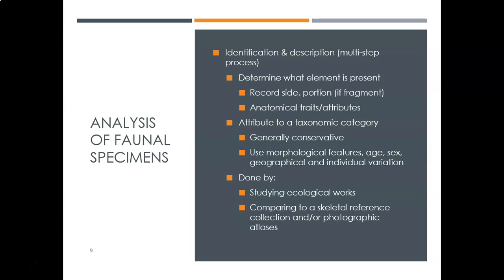So how do we go about analyzing faunal specimens, which is what I want to focus on? Well, it's a multi-step process, right? We begin with what element is present. We talk about, is it complete or is it incomplete? If it's a fragment, we talk about the proportion, and we have directional anatomical terminology we use, such as distal or proximal, medial, etc.